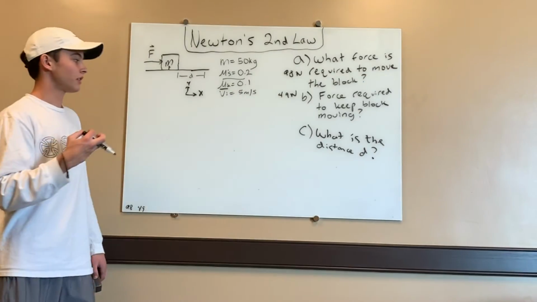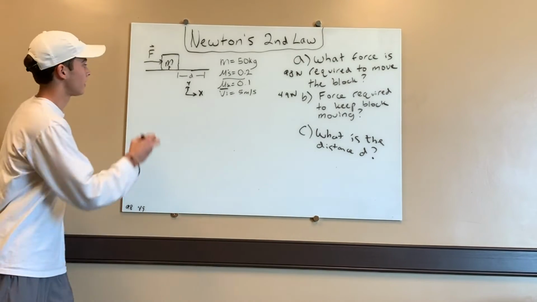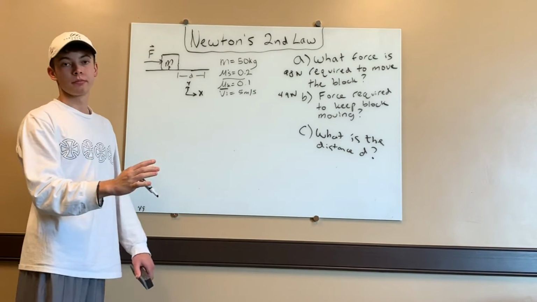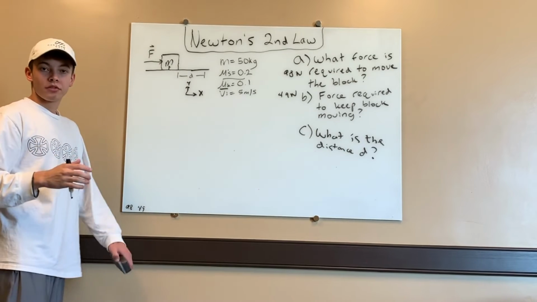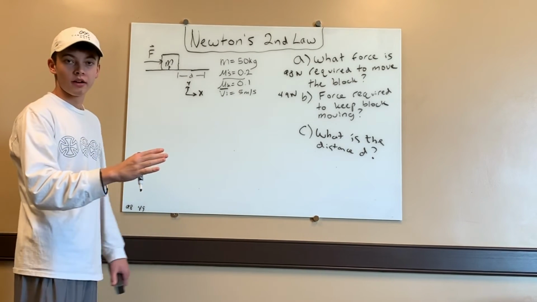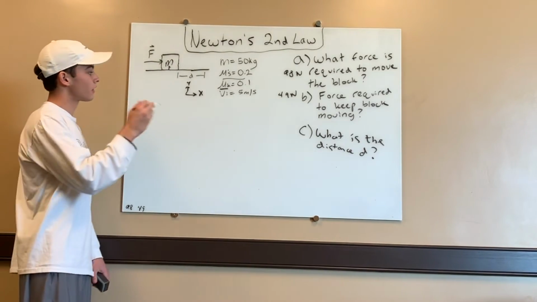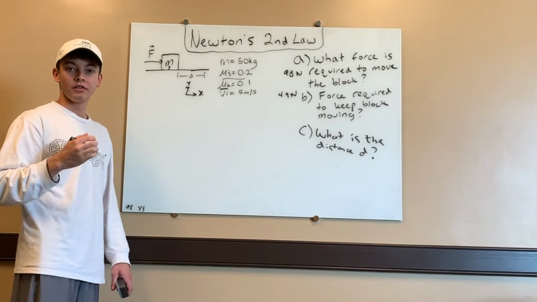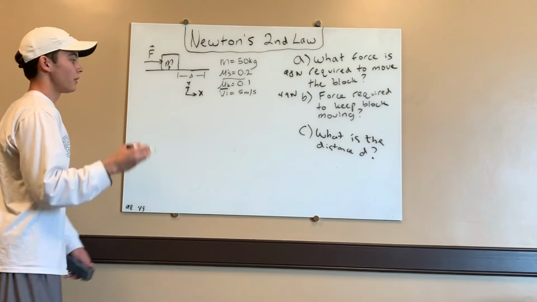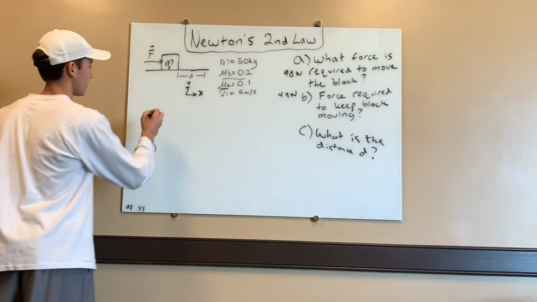For part C, it's asking what is the distance d that this mass travels after the force is applied. So after the force is applied, we're not pushing it with a constant velocity anymore. The frictional force is going to be causing our object to slow down. So we've got to find the acceleration in this case.